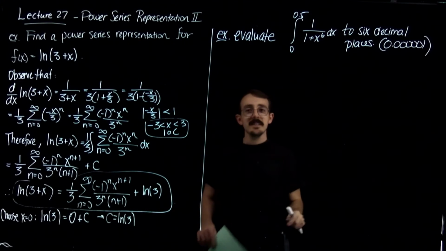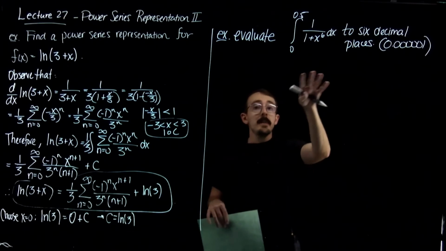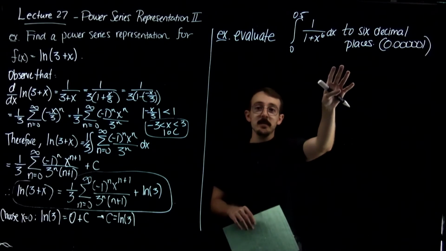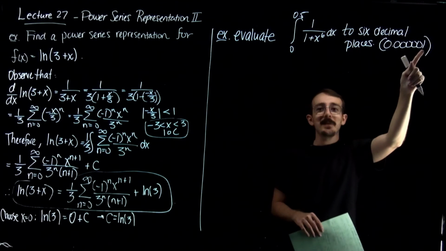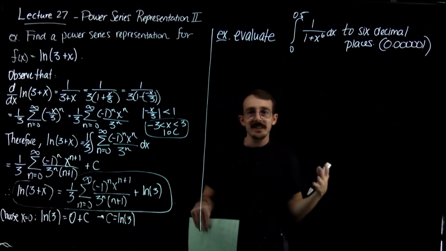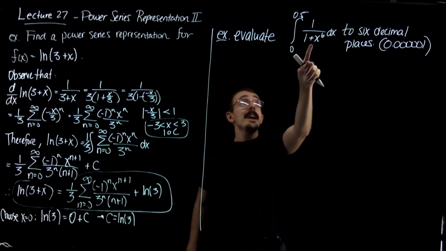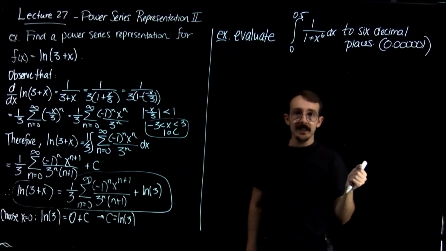All right, let's take a look at this last example now. So we're going to estimate the value of this definite integral to 6 decimal places. And I have written 0.000001 to remind myself that that's what 6 decimal places looks like. So we're going to estimate this, but we're going to use the power series representation to do that.